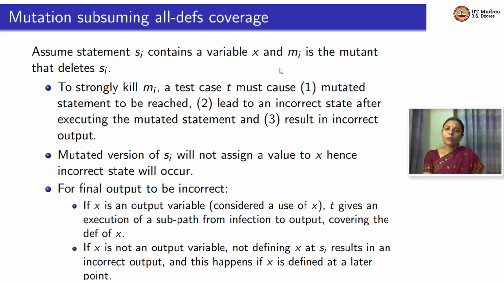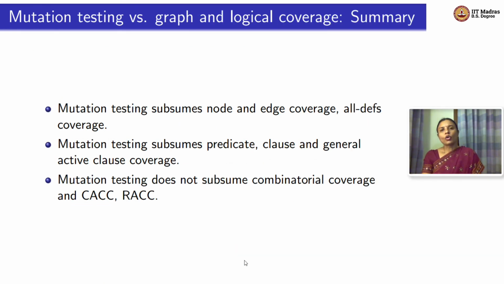Now, in the mutant, the statement SI is deleted. So the value that was assigned to X by the statement SI will not be assigned. So this will result in an incorrect state. And I can always let it propagate to the output, because if X is itself an output variable, then right there I have infection. If X is not an output variable, not defining X at SI typically results in an incorrect output, irrespective of whether X is defined at a later stage. So what did we see?